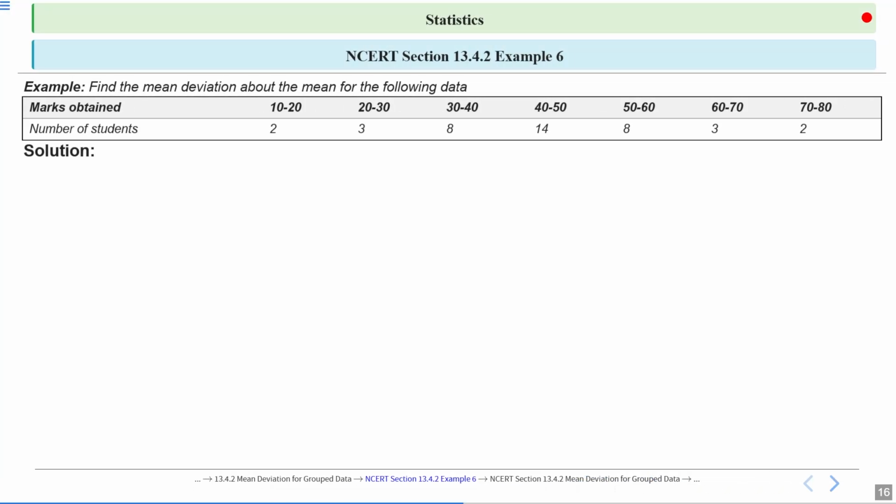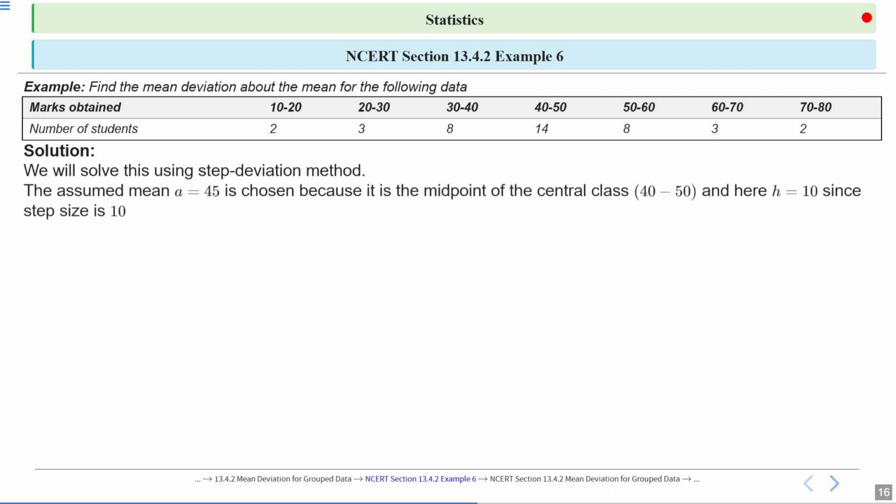Now we will solve this example step by step. To solve this, we will use the step deviation method, which simplifies calculations when class intervals are equal. Here, we choose the assumed mean a equal to 45 because it's the midpoint of the central class interval, which is 40 to 50. The step size h is 10 since each class interval spans 10 marks.